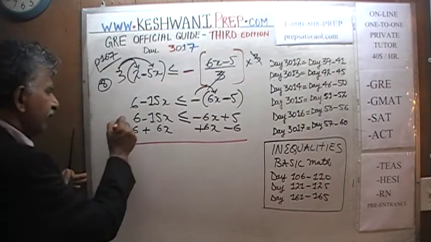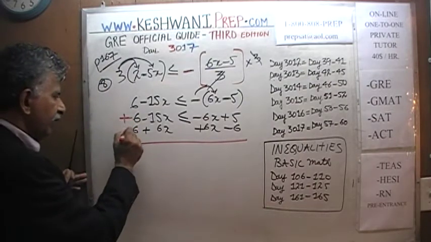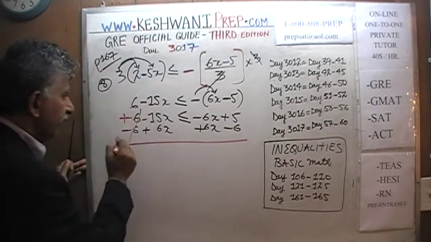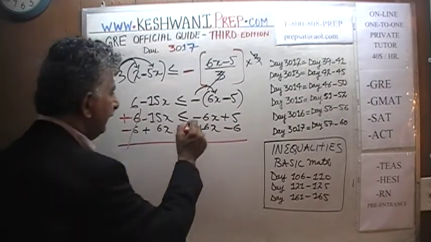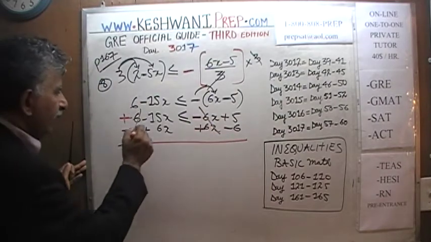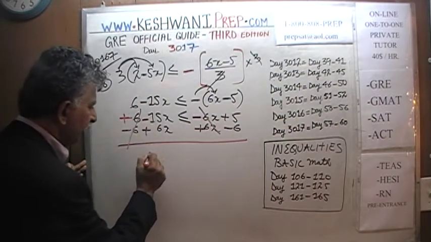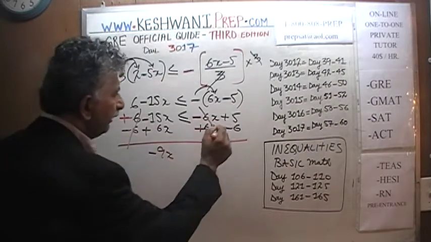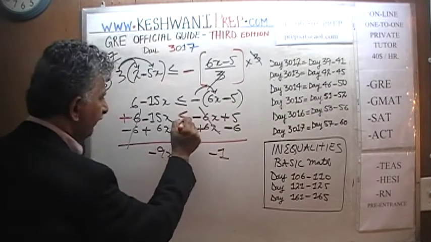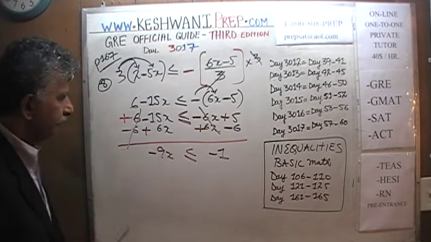What we find is that this 6 has a plus sign in front of it. This one has a minus sign. That was the whole point, which is why we subtracted 6. So they cancel out. Similarly here, this is negative 6x and a positive 6x. They're going to cancel out. Negative 15x and a positive 6x is going to give you negative 9x. And positive 5 and a negative 6 is going to give us negative 1. And don't forget, it is less than or equal to sign.